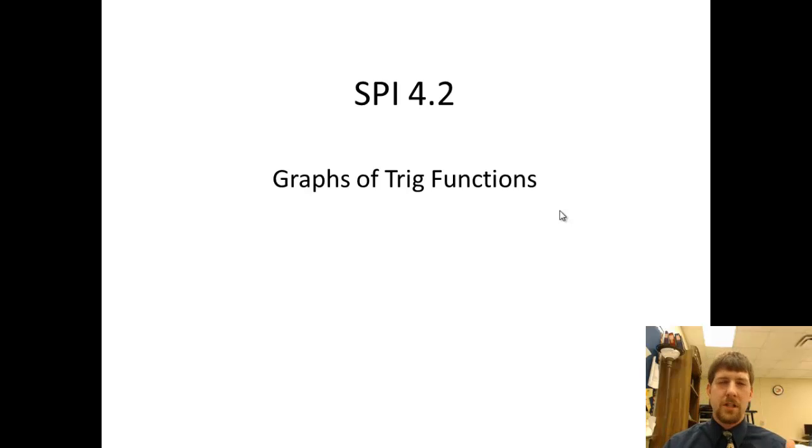Alright, good morning guys. Today we're going to look at SPI 4.2. That's graphs of trig functions. That's taking your sine, cosine, tangent, secant, cosecant, cotangent, all that trig stuff, and actually graphing them. Pretty straightforward. We're going to let the calculator do all the real work. We just have to do a little bit of the analysis on it.